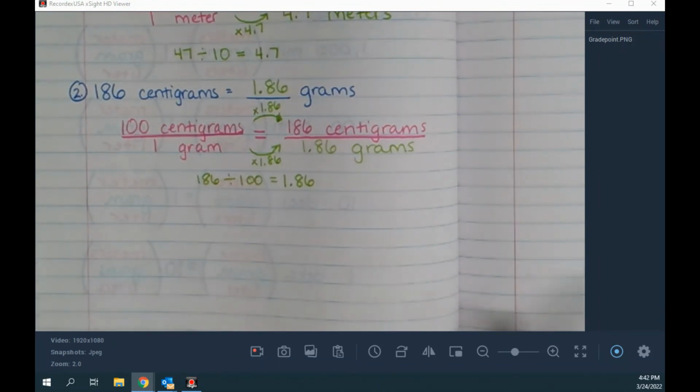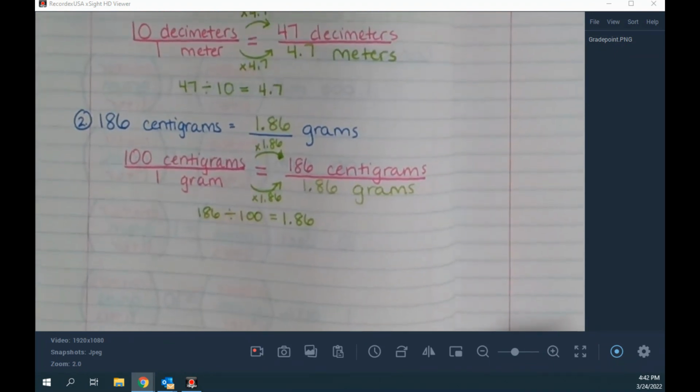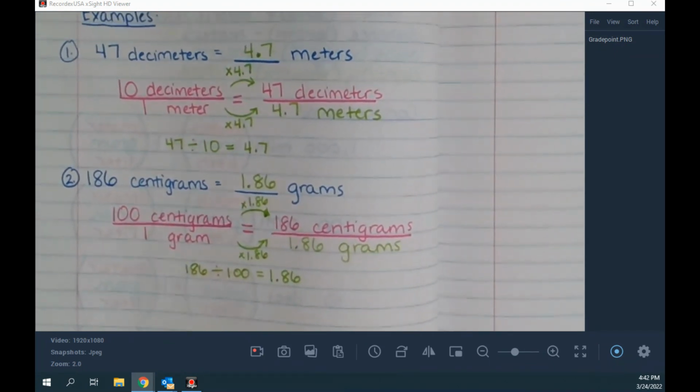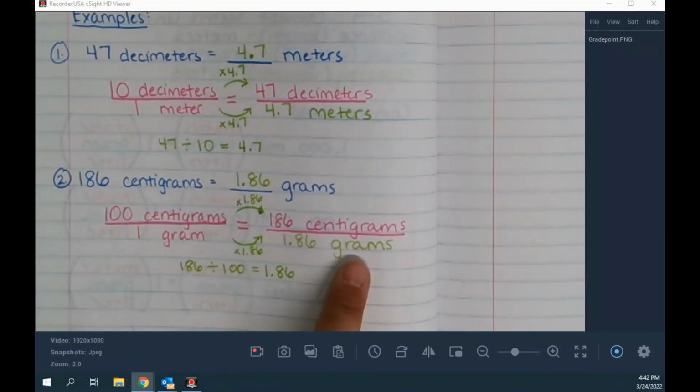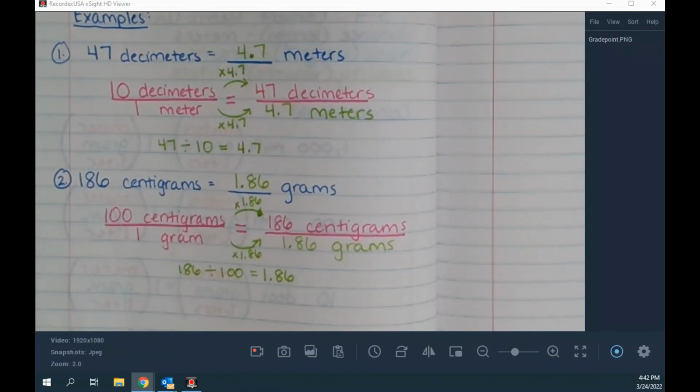Okay, so the process for converting with metric units is very similar. You want to start with the rate that you know, and then convert by either multiplying or dividing by the same number.